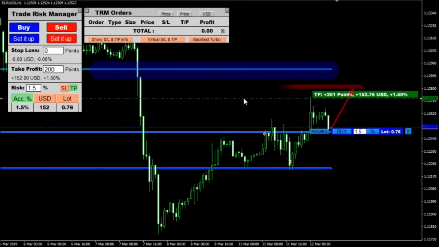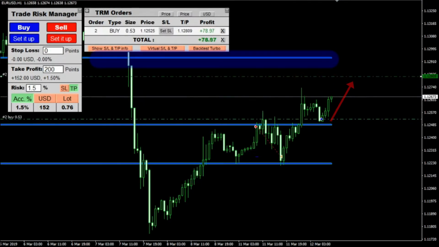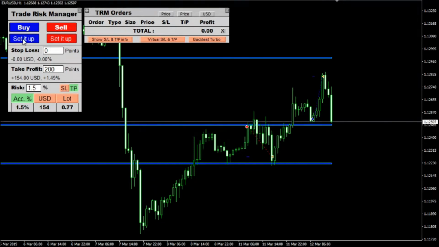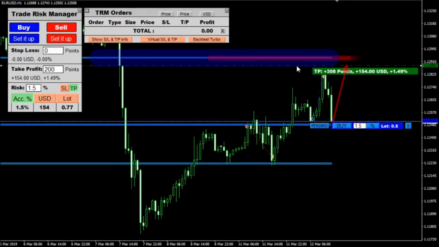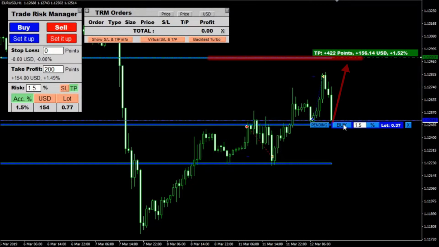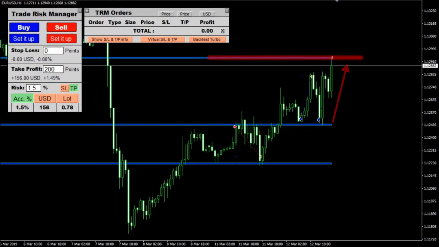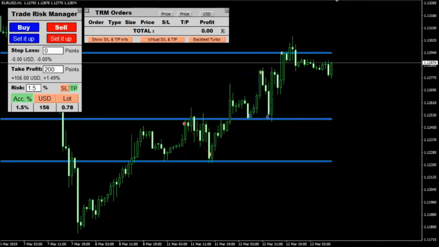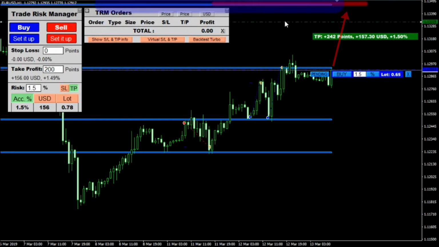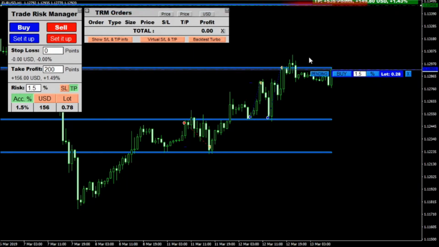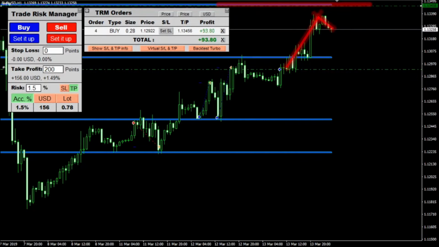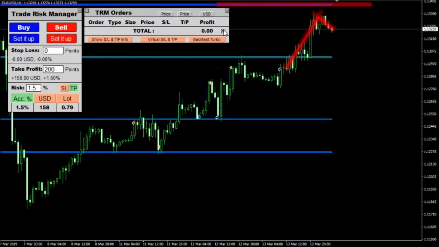Here we can see another example. You can perfectly set your target at the level in order to increase your gain. Here we can see another example. But if the market does not have enough momentum, it may reverse sooner and you may lose the opportunity to exit with profits.